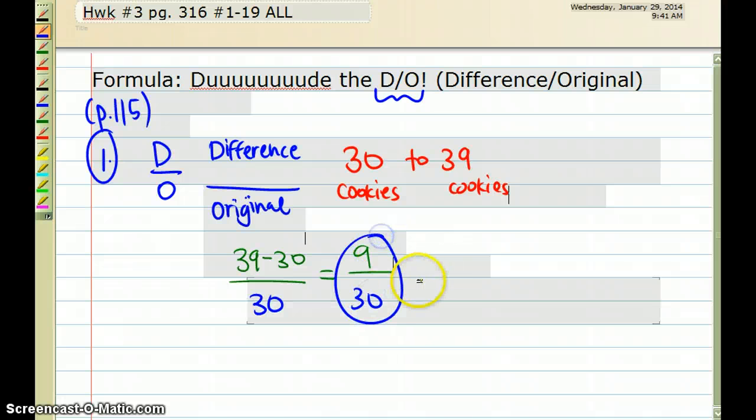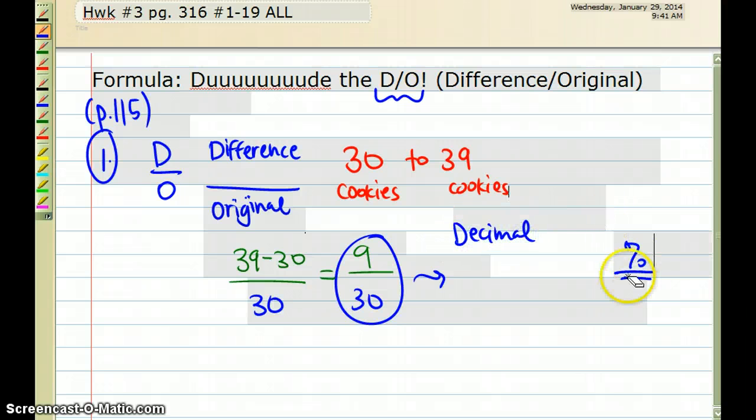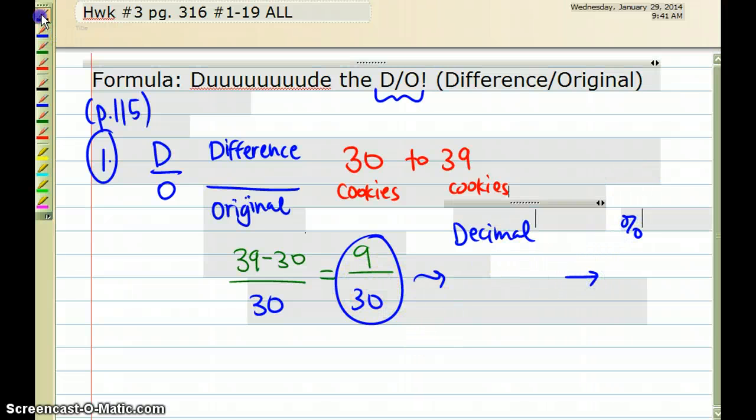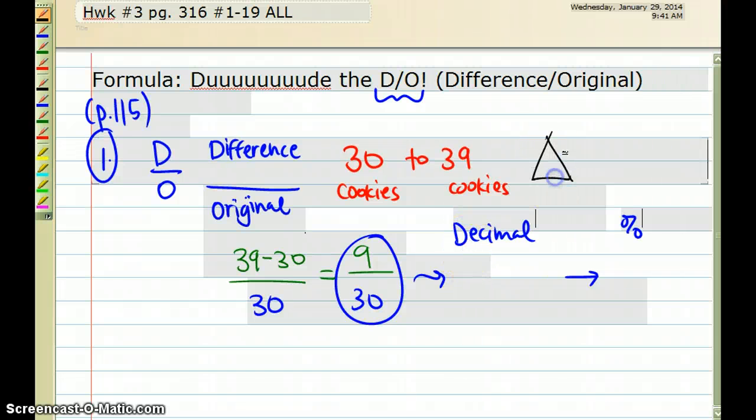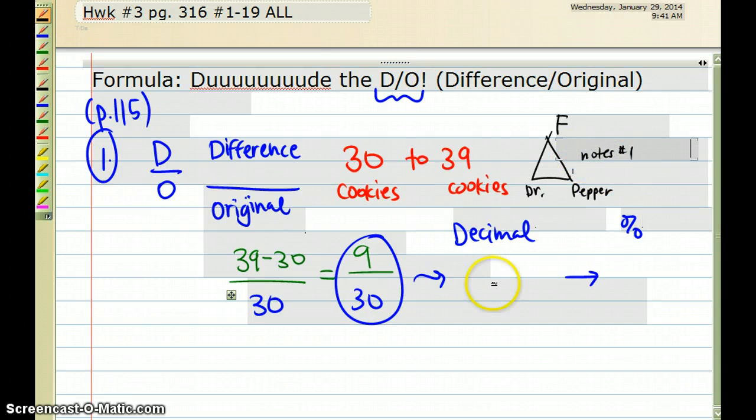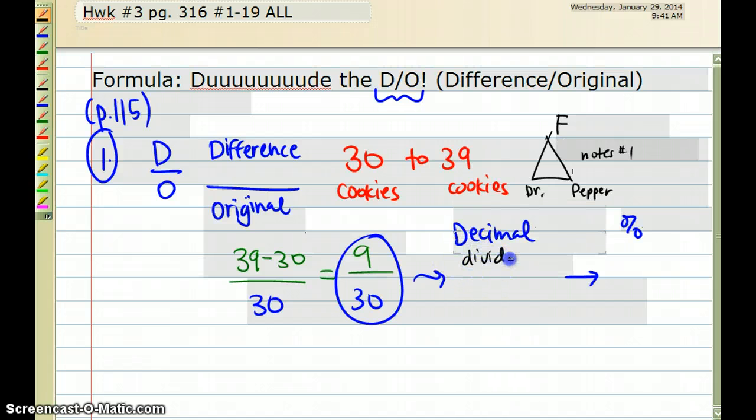So this fraction, you're then going to change it into a percentage. Now to do that, there's 2 steps you need to take. First, you need to change it to a decimal, and then you can change it to a percentage. How do I change a fraction into a decimal? I would simply go back to my notes if I need to, where we drew that little triangle with fraction, decimal, percent, and we did Dr. Pepper down here. You can go back to those notes from Monday. So we're going to basically divide the 2 numbers.